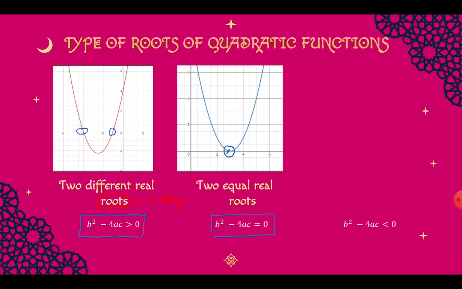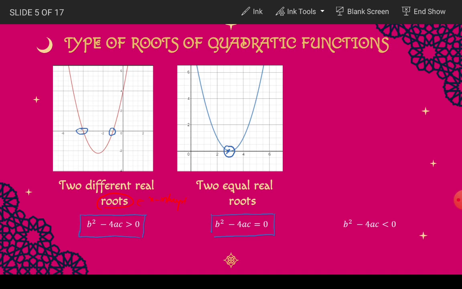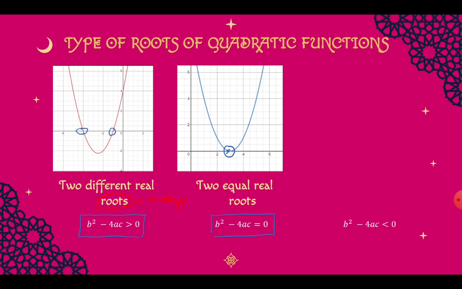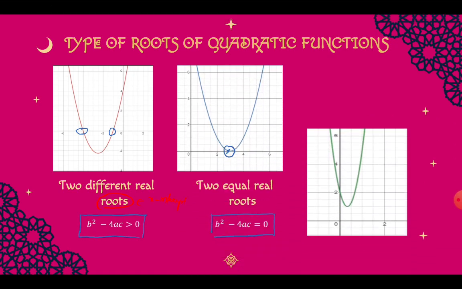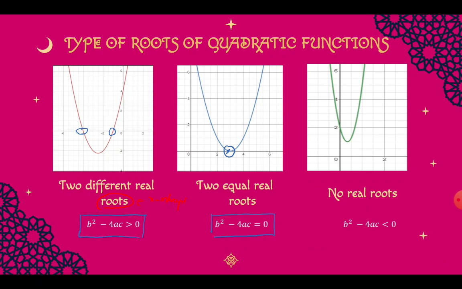So let's look at the last type of root. For the last type of root, the discriminant must be less than 0. Let's look at the graph. This is the graph for no real roots. What is the difference? The graph doesn't touch the x-axis.